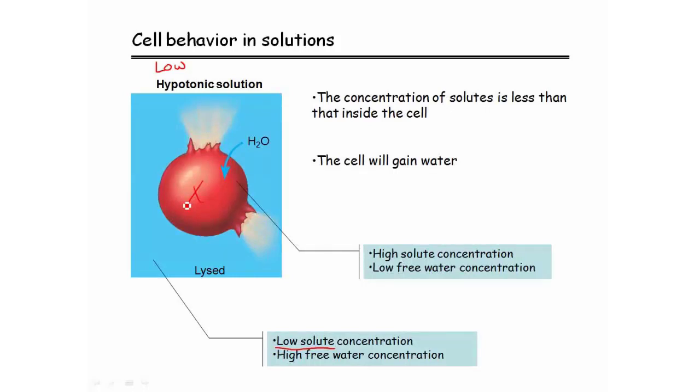So if you do have too much water enter the cell, we're going to end up with what we call a lysed cell, which is a burst cell. So if we have a burst cell or a lysed cell, that is a dead cell. So this is a deadly situation for a cell that does not have a cell wall to actually be in.